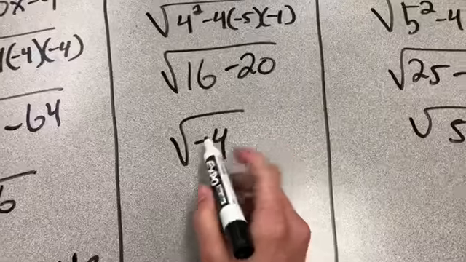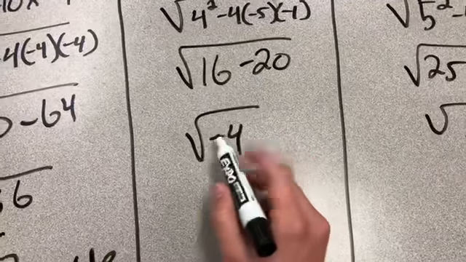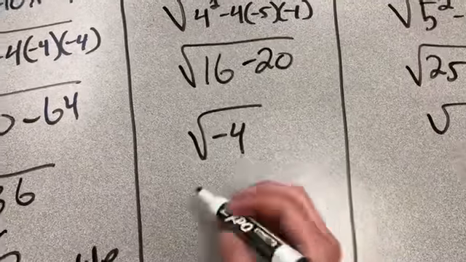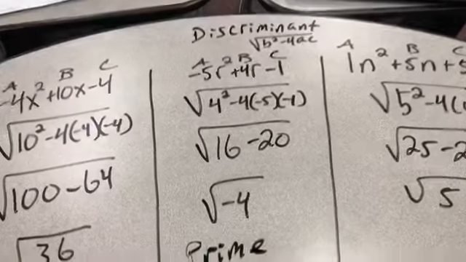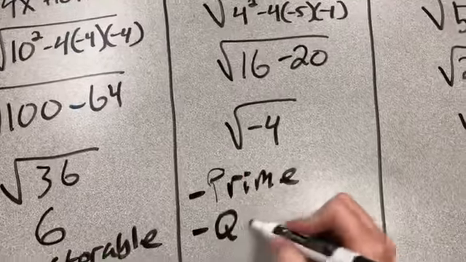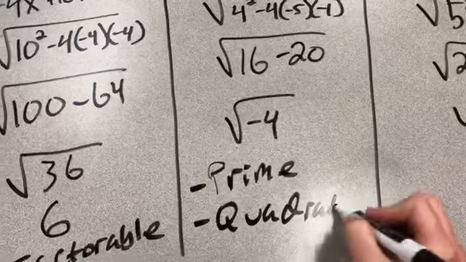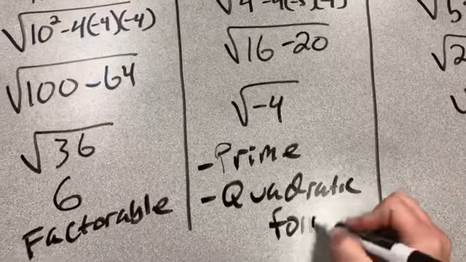Any single time you end with a negative, it doesn't matter what number it is. If it's a negative, you know we're gonna have imaginary solutions. So that quadratic up above is prime. And so to get the solutions, it's quadratic formula time, everyone's favorite.